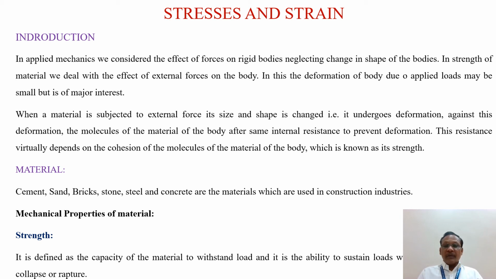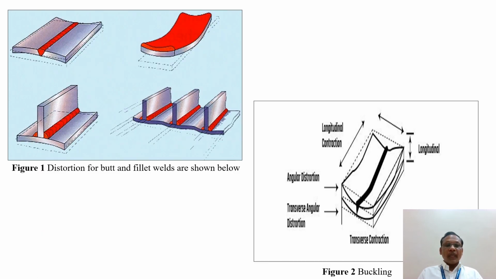So here we have discussed distortion. What do you mean by distortion? Suppose here it is considered as a plate, it is welded, and if some loads are acting on this plate, then the plate will deflect, so it changes its shape.